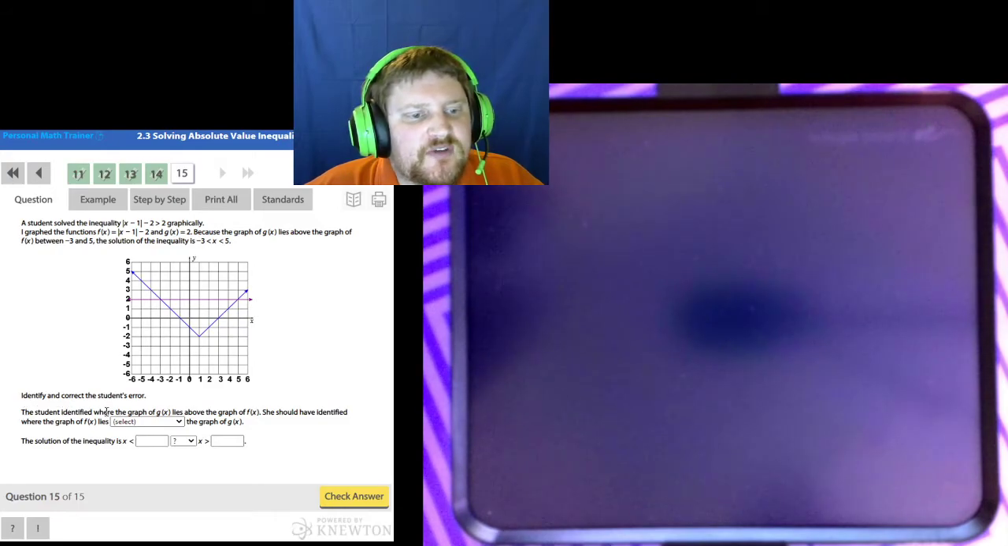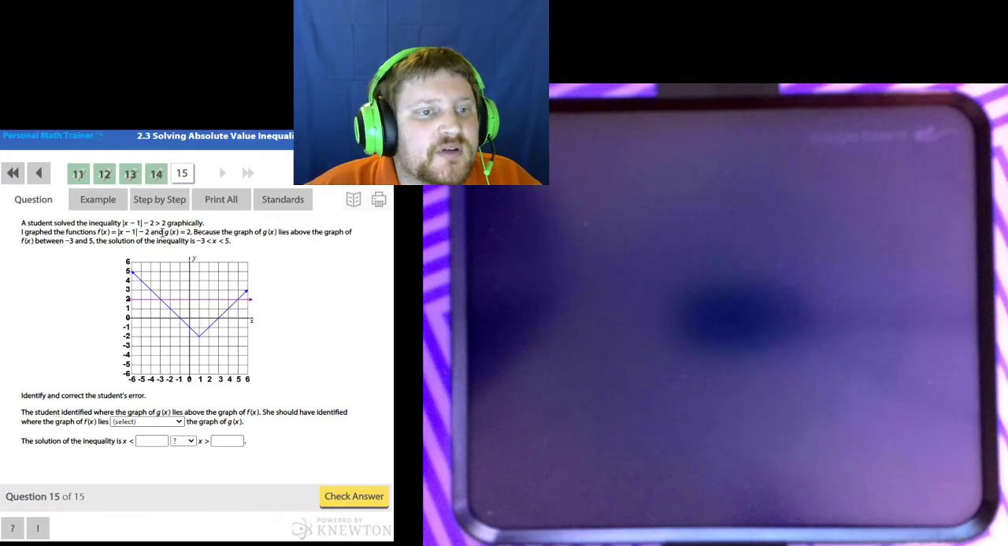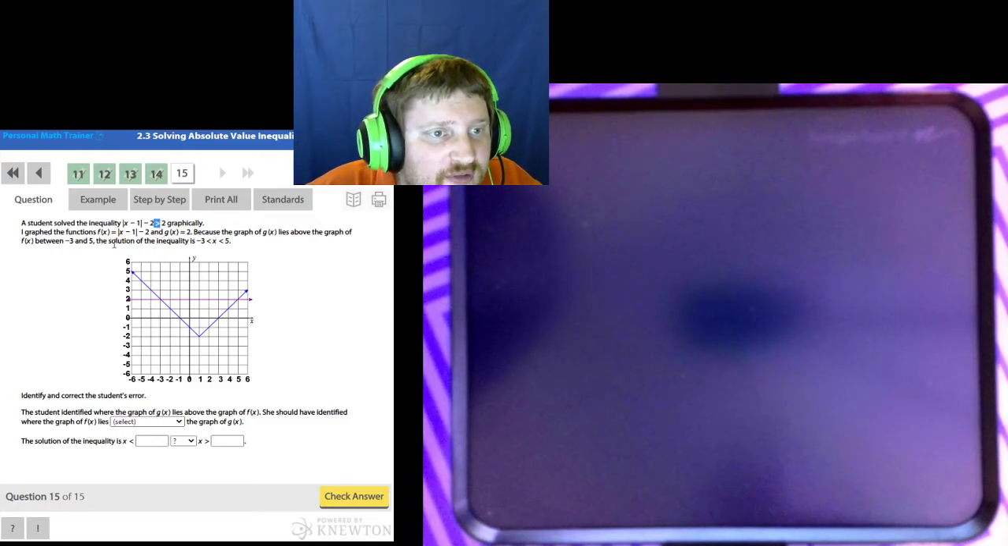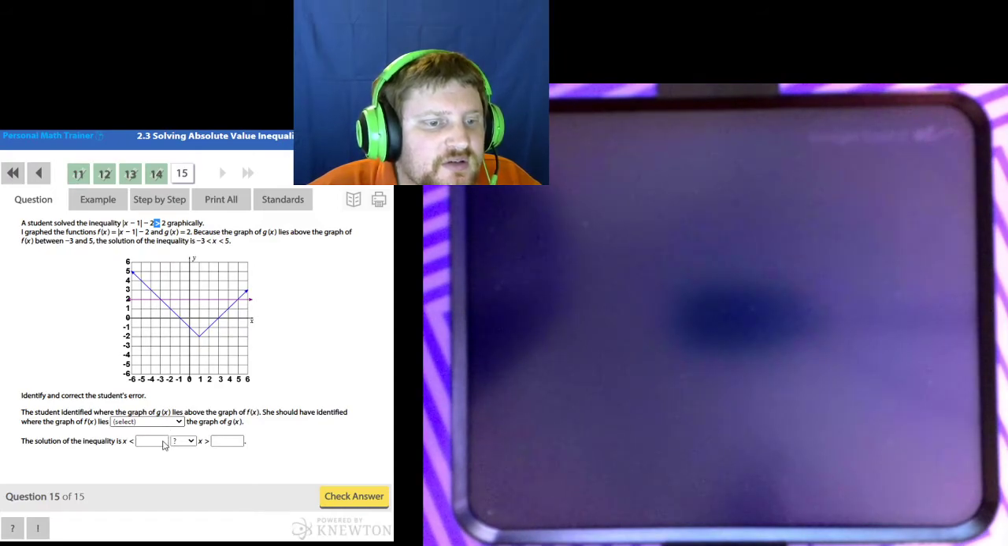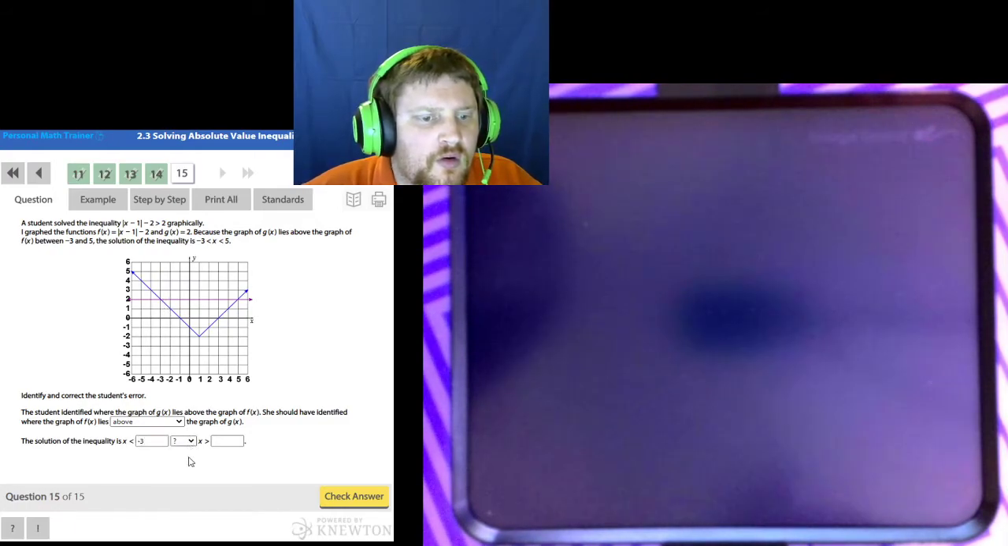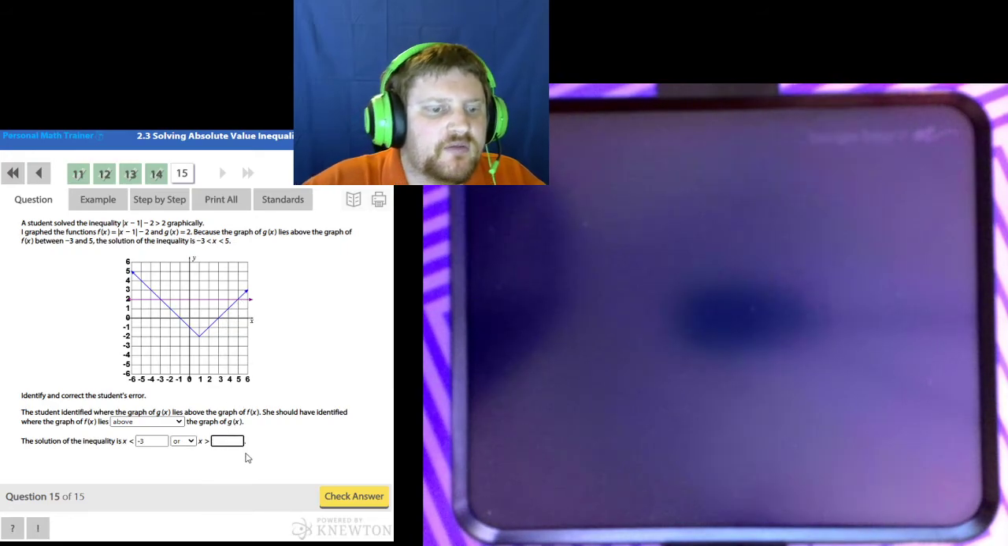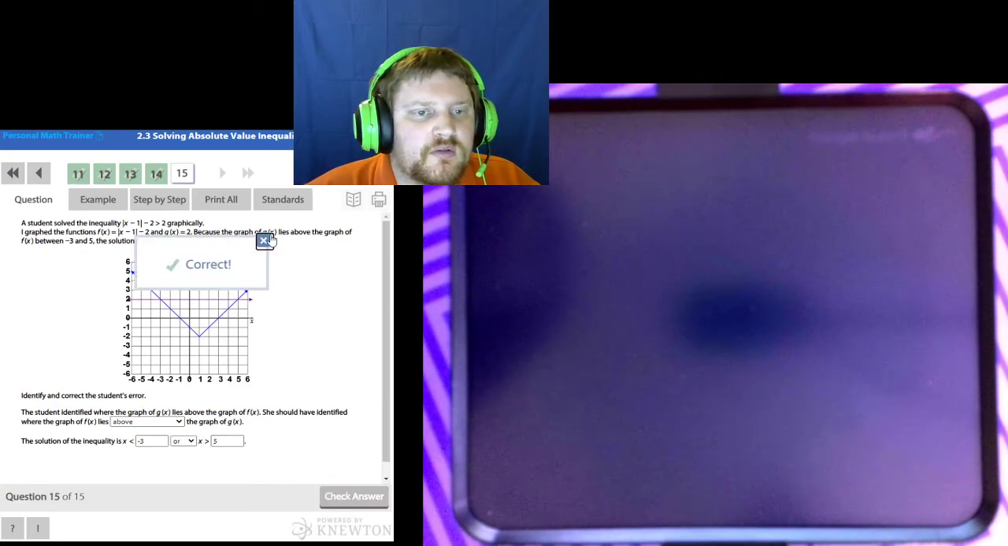So the student identified where the graph of g of x lies above the graph of f of x, but really what she's supposed to be identifying is where the graph of f of x lies above, because you'll see that it wants f of x to be greater than g of x. And we don't want equal to, so just where it's above. So the solution of the inequality is when x is less than negative 3, or when x is greater than 5.